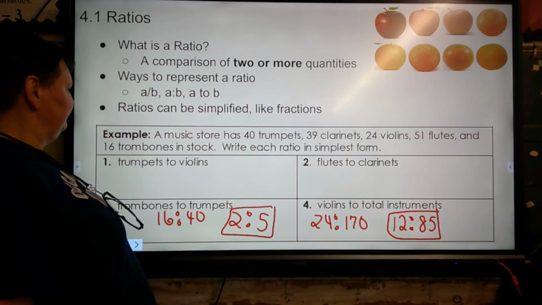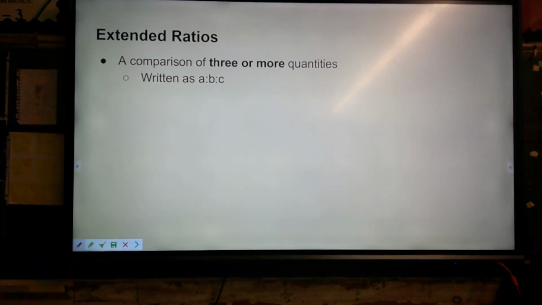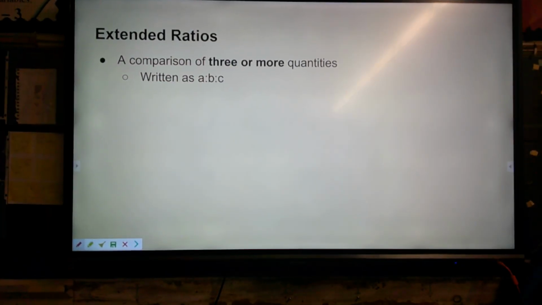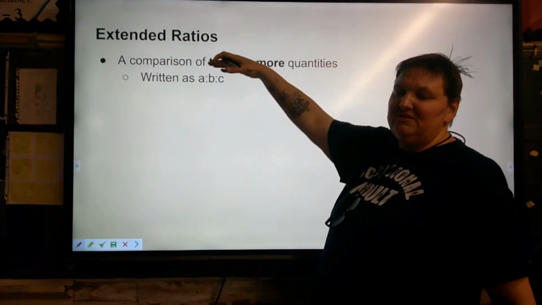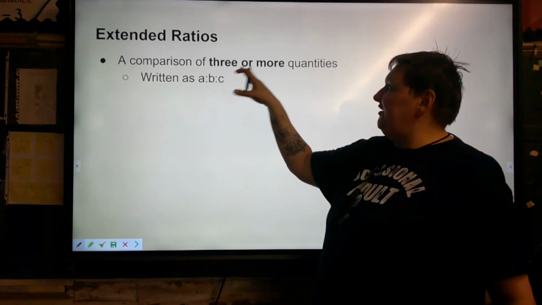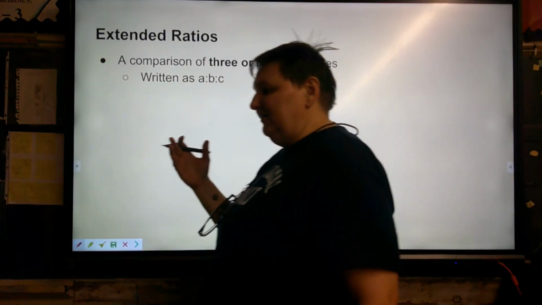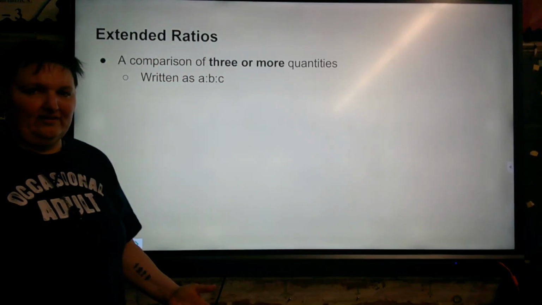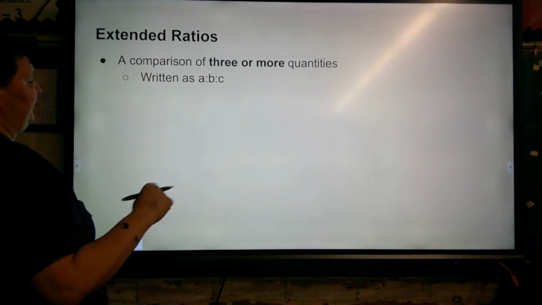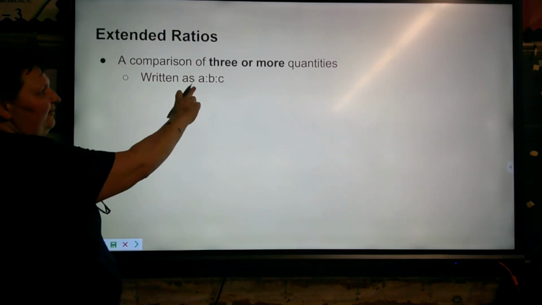Good? All right, continuing with 4.1, we looked at ratios. Now we're going to extend the ratio. Now we're going to have 3 or more quantities that we're going to compare, right? It can be extended forever. I'll give you an example. Just wait. All right, but when you extend it, you still continue the pattern.